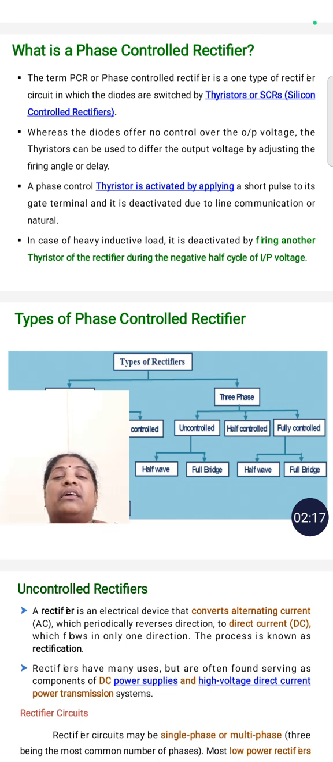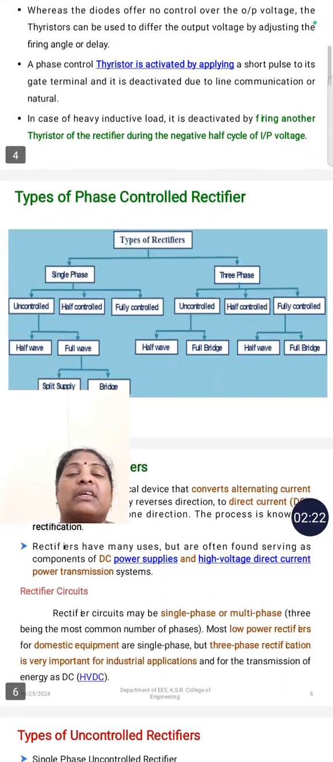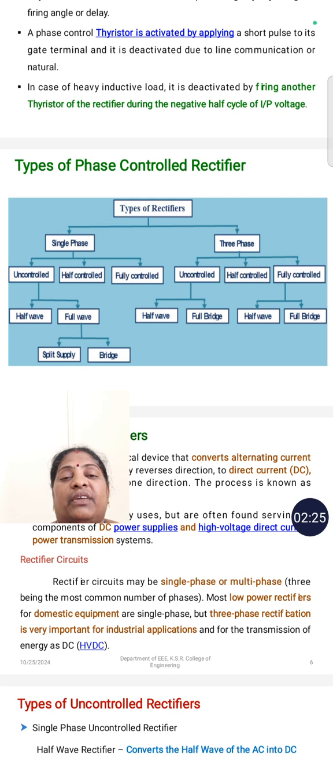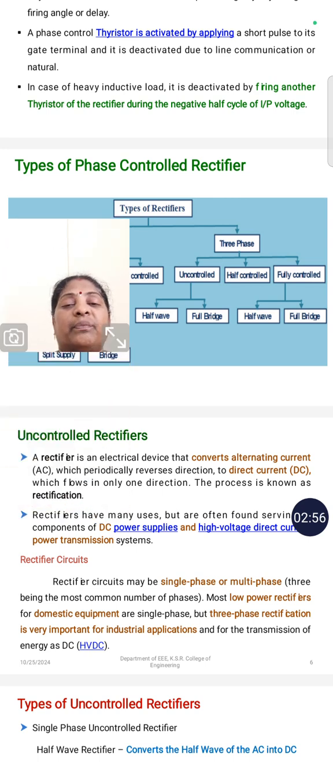Following that, we study the types of phase control rectifiers. Phase control rectifier circuits are single phase and three phase in nature. In single phase, the rectifiers are of uncontrolled, half controlled and fully controlled types. Uncontrolled rectifiers have two classifications, half wave and full wave. A fully controlled rectifier has half wave and full bridge converters, for both single phase and three phase rectifiers.